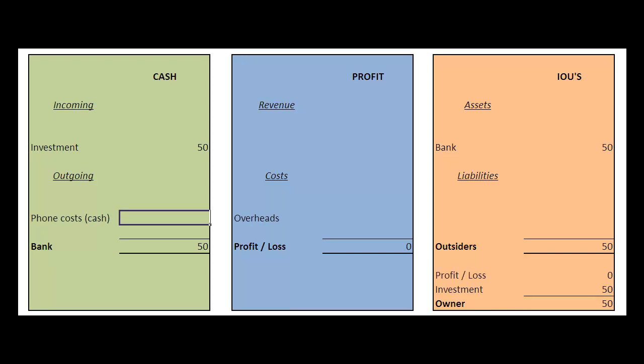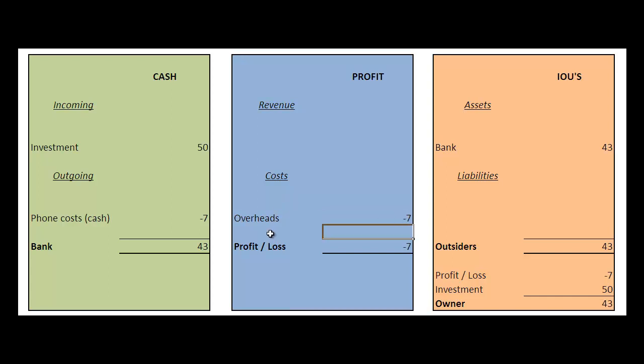Next, we're actually going to start trading, and to begin with, we're going to make some calls to suppliers and customers to see what deals we can do, and as a result of this, we incur some costs which we pay in cash, and we're going to represent those as a negative in these records. So we're going to spend £7 in terms of phone costs. We're going to reflect this in the overheads, because that is a cost.